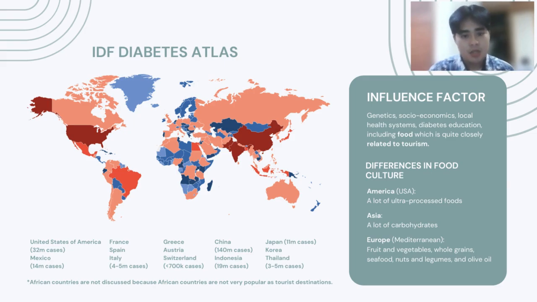And in Europe, especially in the Mediterranean region, there is a lot of food in the form of whole grain, vegetables, seafood, nuts, and olive oil, making the cases of diabetes in Europe likely less than in other areas. Therefore, knowledge about food is also very important so that it can improve the quality of tourism health.